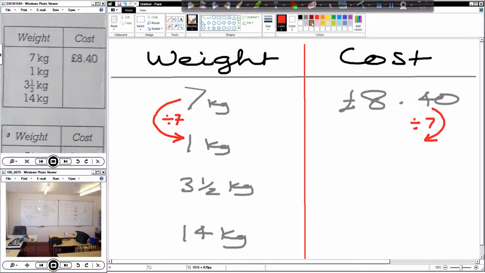Okay, let's pick brown. £8.40 divided by 7. What's £8.40 divided by 7? £1 and 20. Yeah? 7 goes into 8, 1 remainder 1. 7 goes into 14, 2. So that gives you £1.20.